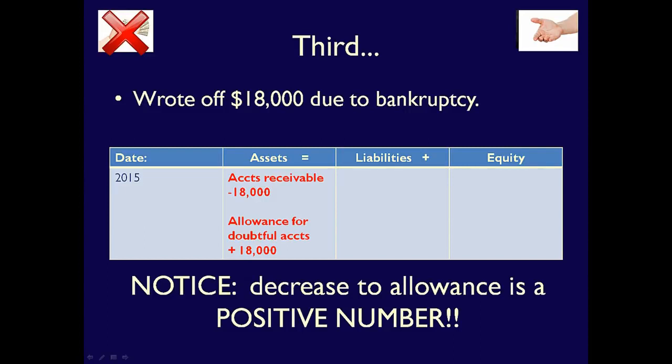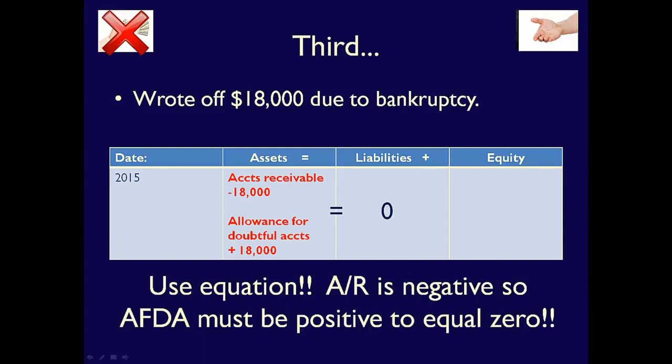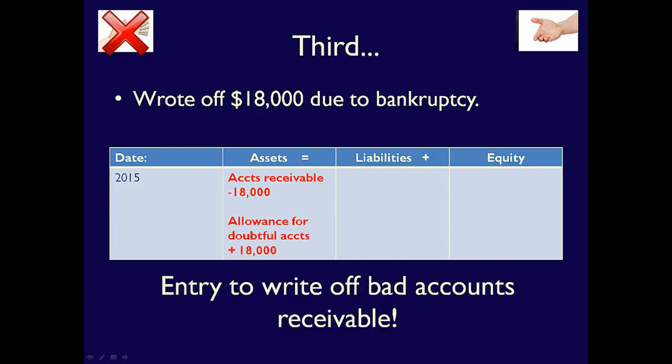Therefore, in order to reduce a negative number, we have to put a positive against it. Another way to tell that we need to put a positive is because we already have a negative against accounts receivable. If we use another negative, our equal sign in the accounting equation just won't work. So, our entry to write off the $18,000 is a negative to accounts receivable to reduce it and a positive to the allowance for doubtful accounts.